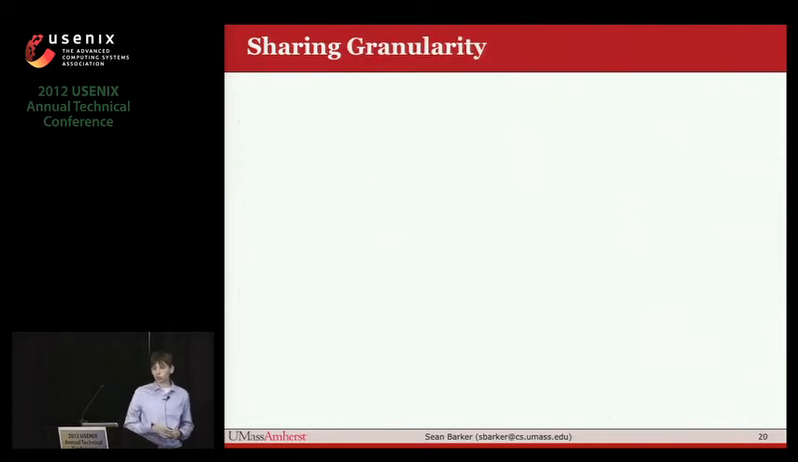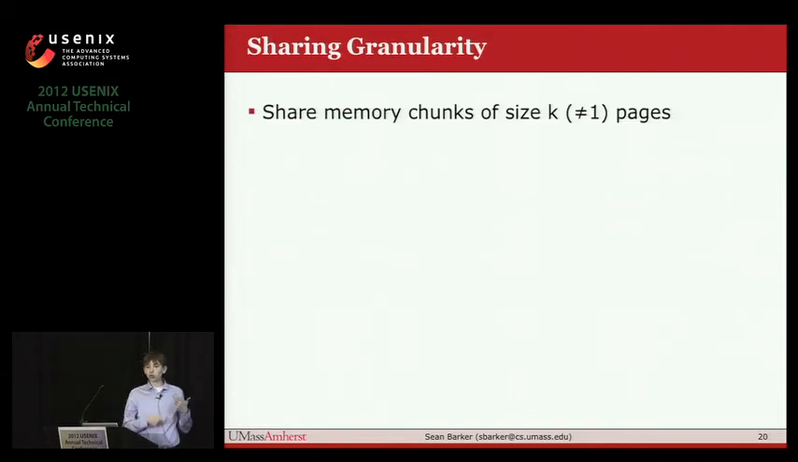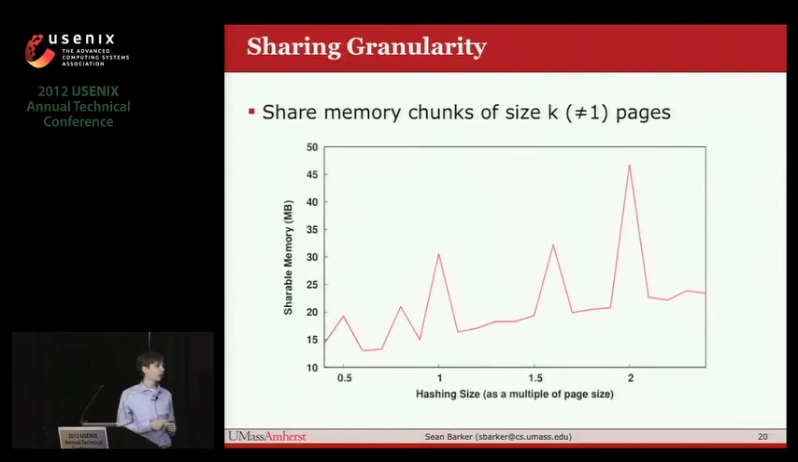So let's also now briefly look at sharing granularity. Normally when we're sharing memory, we're sharing at a level of one hash per page, but there's no restriction that we actually do that. We can also consider either higher or lower granularities. This graph shows the amount of sharing we see in one example when we vary the hash size as a multiple of the page size.